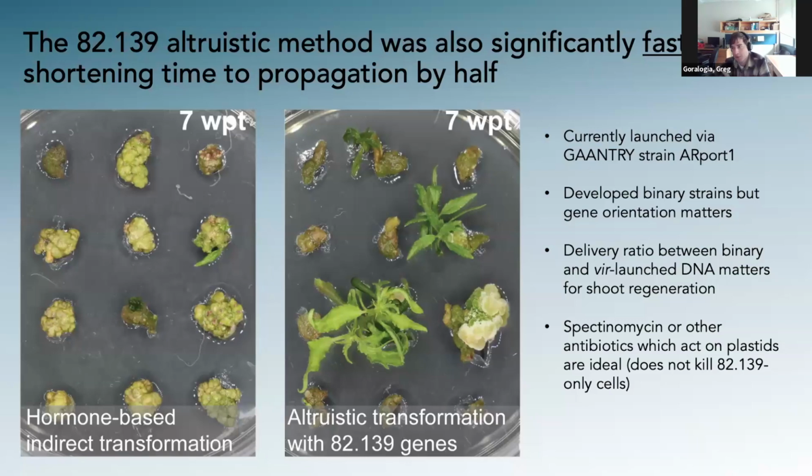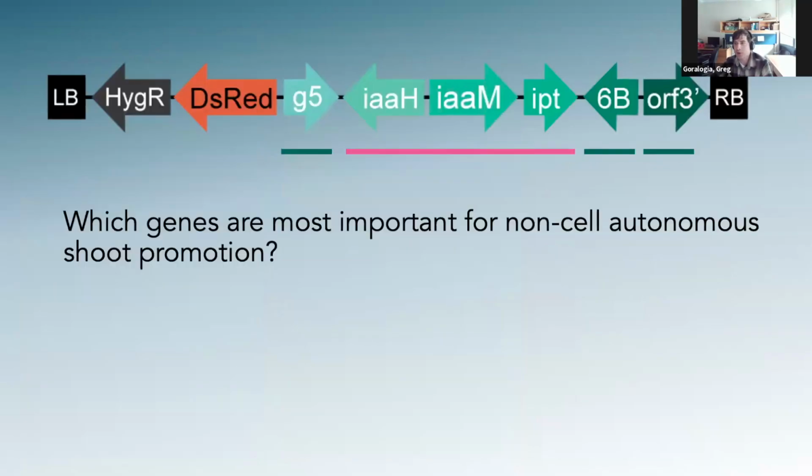The ratio really matters. This is a critical part of this. And spectinomycin also in our dicots, because you're not killing the callus tissue as much, this is a really important aspect of it. I'll talk a little bit about the mechanism.